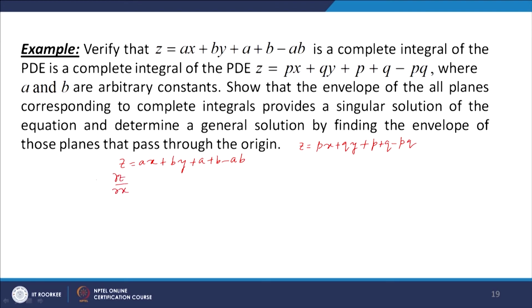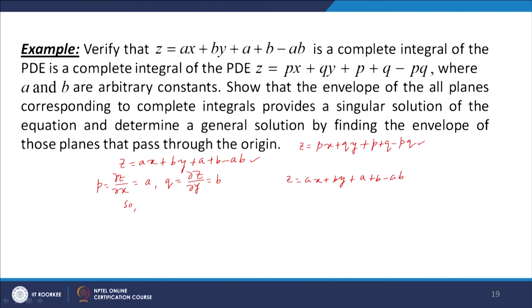Partial derivative, let us find p. This is equal to a, and when we find q, what we get is b. So replacing p and q by a and b, what we get is z equal to ax plus by plus a plus b minus ab. So we can see that this is a complete integral of this partial differential equation.